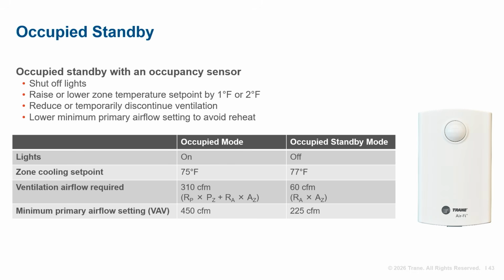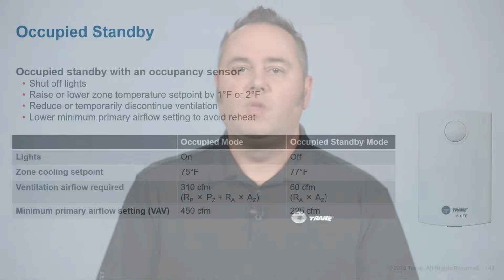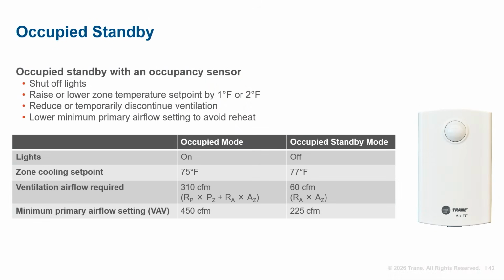Standard 62.1's ventilation rate procedure includes a people and area-based component. When there are no people, the system can ventilate for only the area-based component. So for example, consider a 1,000 square foot meeting room with a design occupancy of 50 people. When the meeting room is occupied, the zone requires 310 CFM of ventilation air. During occupied standby, when no people are in the space, the zone can be ventilated at just 60 CFM, the area-based component only.